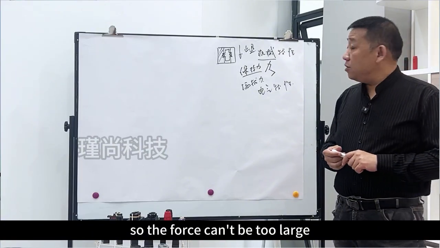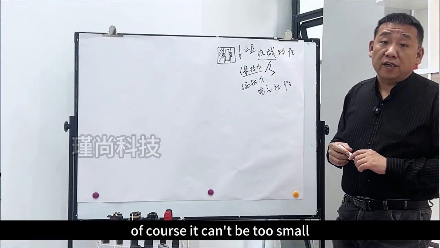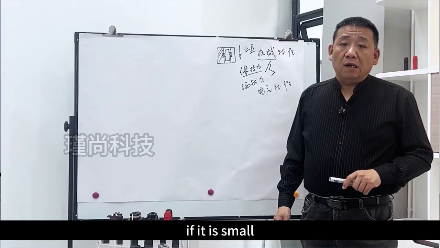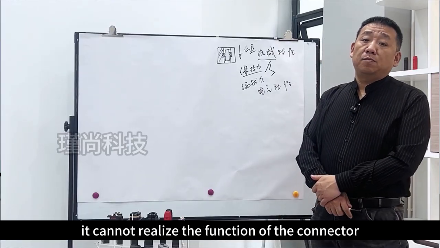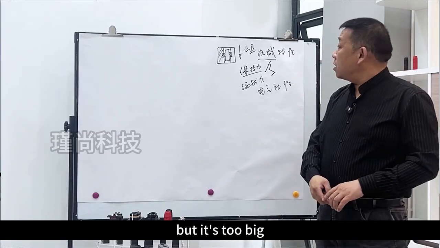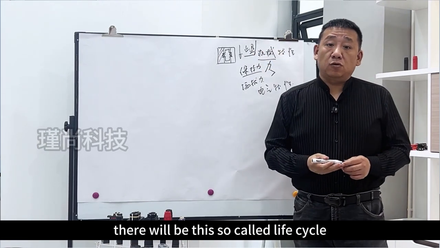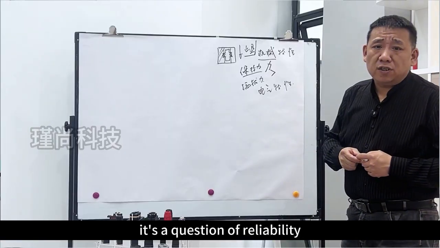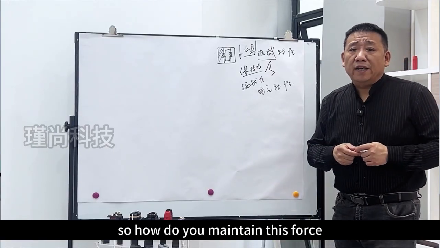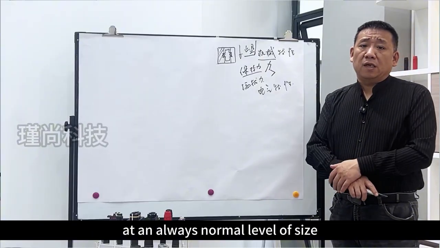So the force can't be too large, and of course it can't be too small. If it is small, it cannot realize the function of the connector. But if it is too big, the damage becomes very large. There will be this so-called life cycle, a question of reliability. So how do you maintain this force at an always normal level?